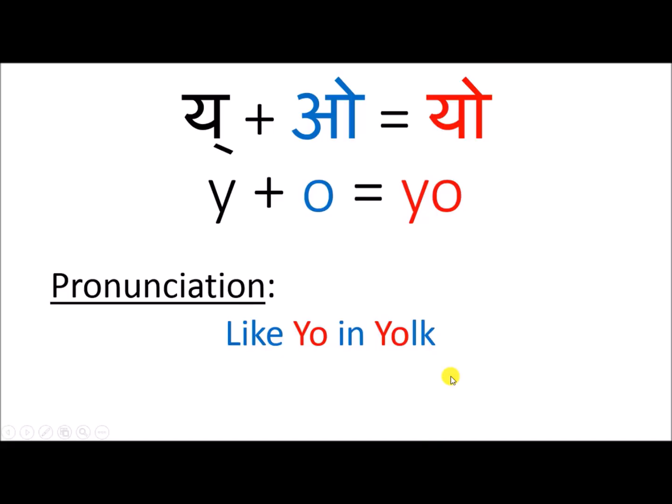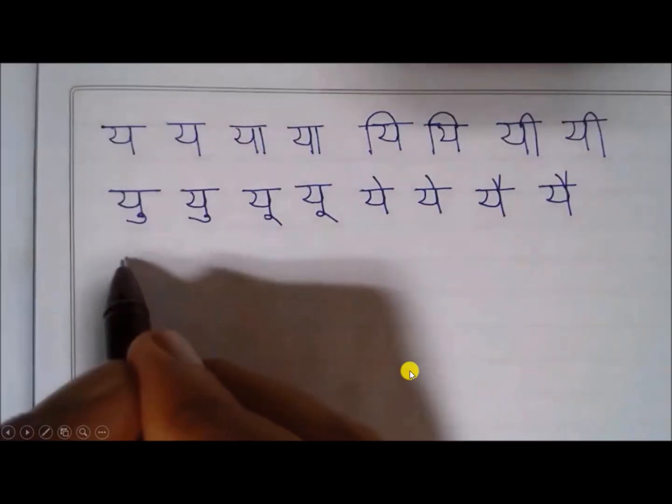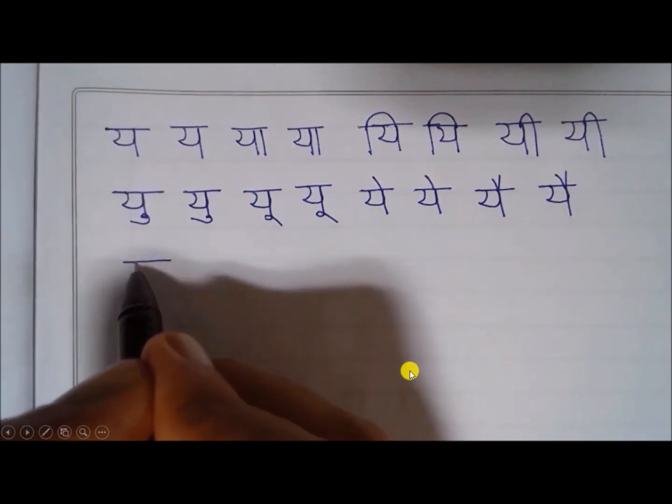The next sound is yo. You get this sound yo when you add y to o. Y plus o equals yo. Yo is pronounced like yo in yoke. And yo is written like this.